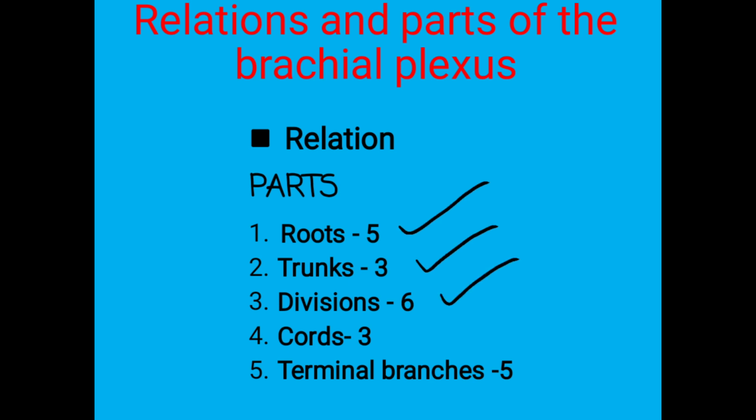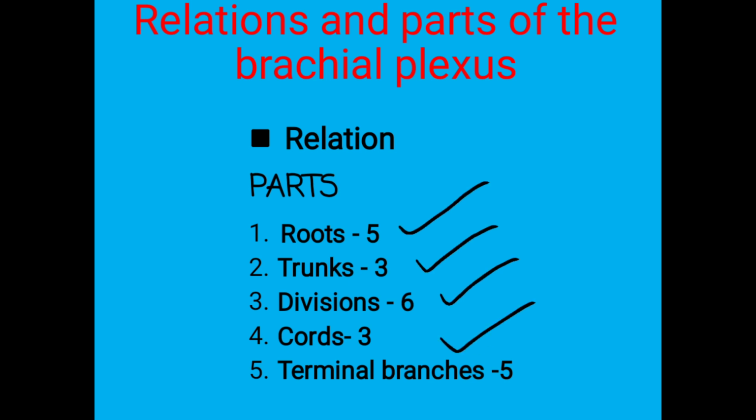Next, we'll look at the divisions of the brachial plexus. The brachial plexus has 6 divisions, 3 anterior divisions and 3 posterior divisions. These divisions run behind the clavicle.